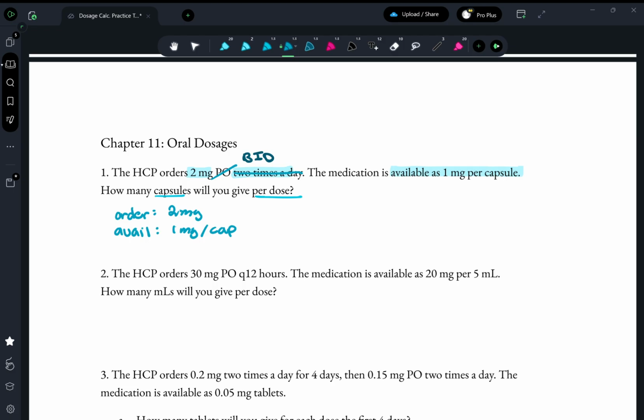My preferred way is desire over have times quantity. So desire, have, or available times quantity, which, as you can see, we are already divided. Our desire is our order. We want to have 2 milligrams. We have 1 milligram in 1 capsule. So 2 divided by 1 is 2, times 1 is 2. There we go. Our answer is 2 caps per dose. Always remember your units. They're not going to accept it if you just put a number, and if you put the wrong unit, even if the number's right, you'll get your question wrong.